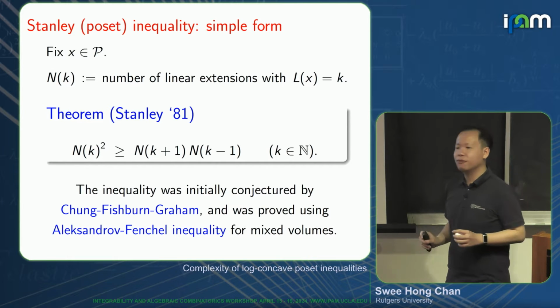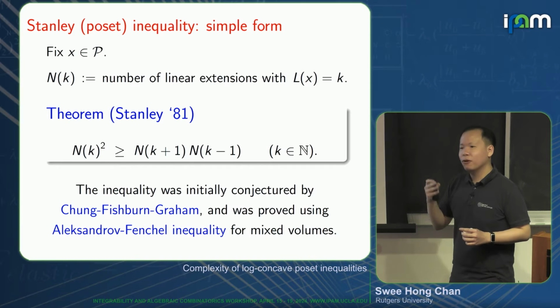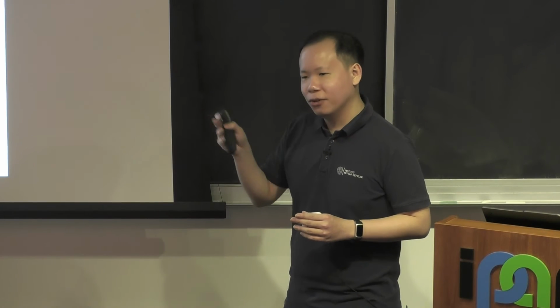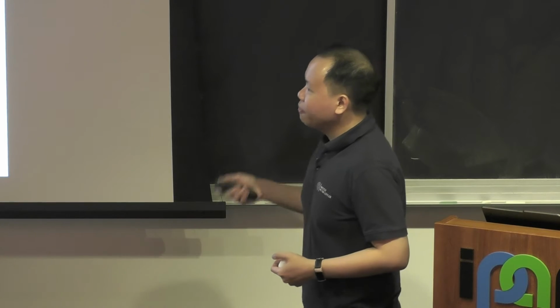Okay? And the proof of Stanley is very beautiful. It's a very elegant proof. It's something that, if possible, should always be taught in any graduate combinatorics class. The proof was done by using this tool called the Alexandrov-Fenchel inequality. Forgive me for my pronunciation. I always fail to pronounce his name. So it's proved by using the Alexandrov-Fenchel inequality for mixed volumes.